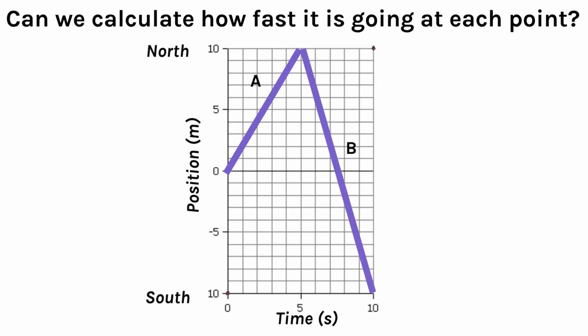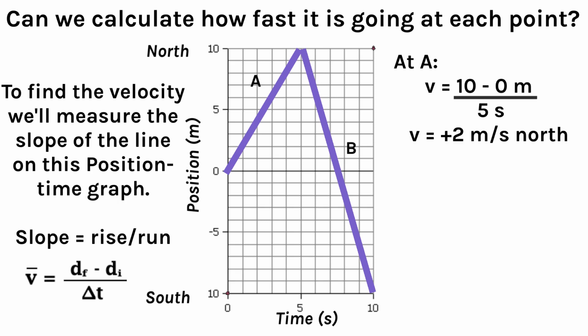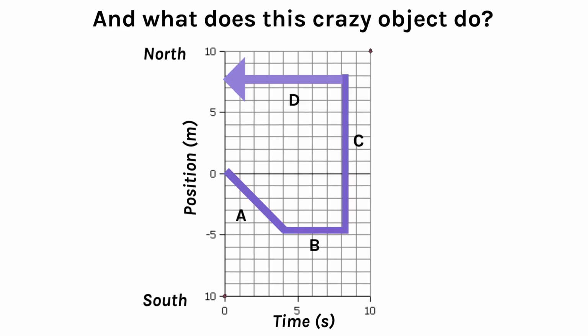Can we calculate how fast it is going at each point? To find velocity, we'll measure the slope of the line on this position time graph, using the equation for slope, which is rise over run. At A, it travels 10 meters north in 5 seconds, giving it a velocity of plus 2 meters per second north. At B, it travels 20 meters south in 5 seconds, giving it a velocity of negative 4 meters per second south. And what does this crazy object do?